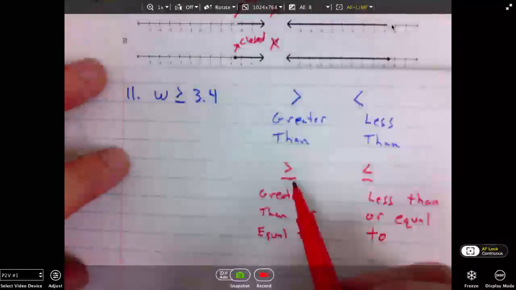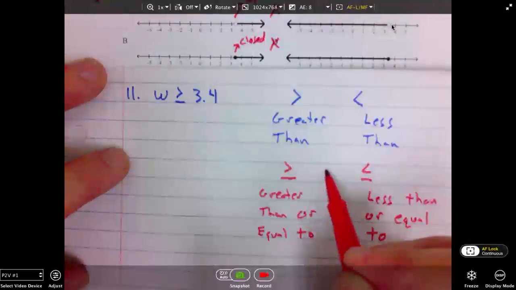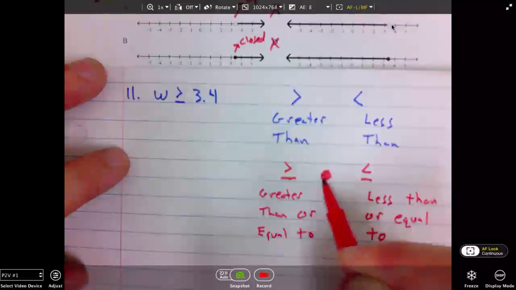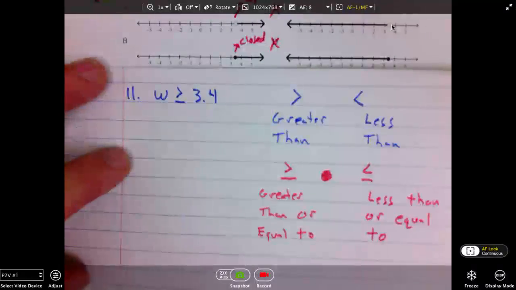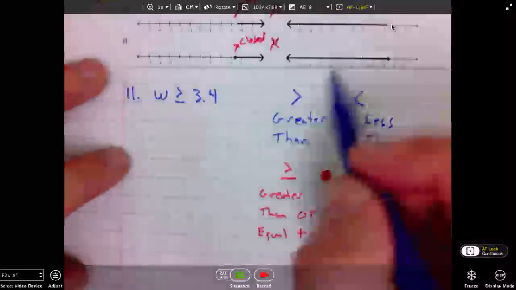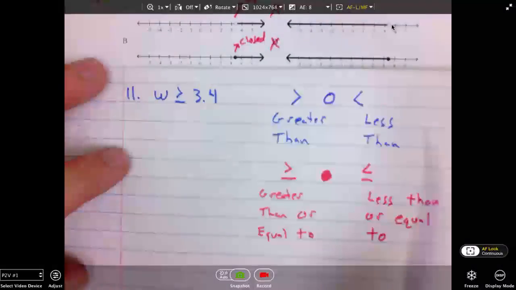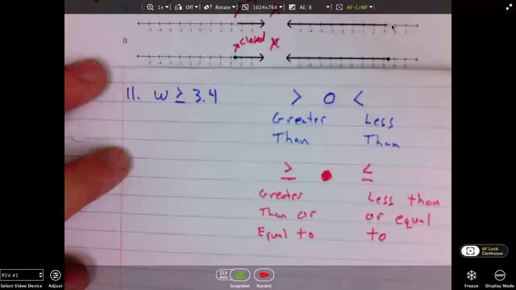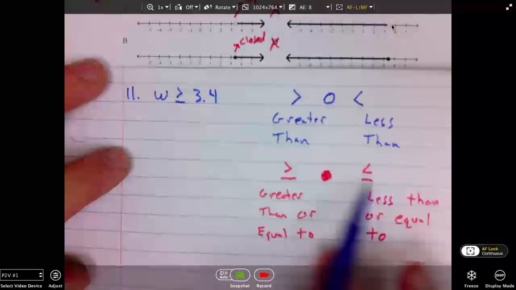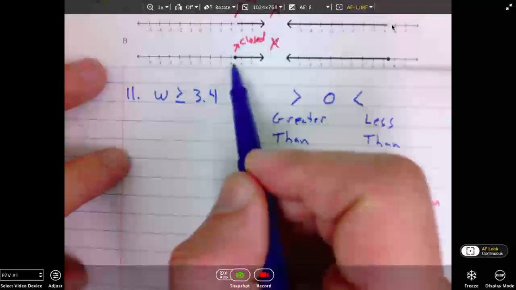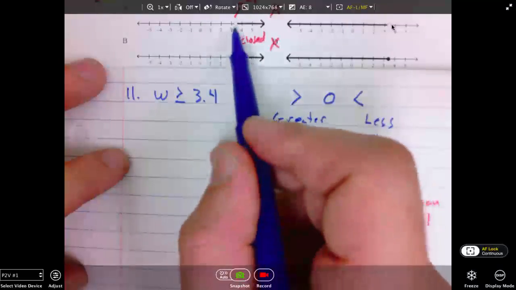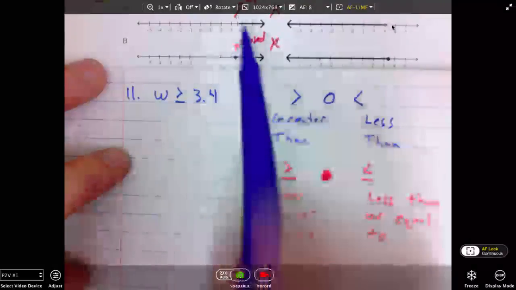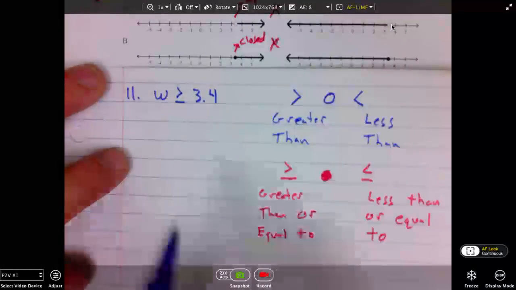When we have the equal to, we will get the colored in point. When we don't have the equal to, we will get the open point. This makes sense. This says we have the possibility to be equal to, so naturally we would need to color in the value at 3.4. Here we cannot be 3.4. It has the empty point. So the correct answer on number 11 is B.